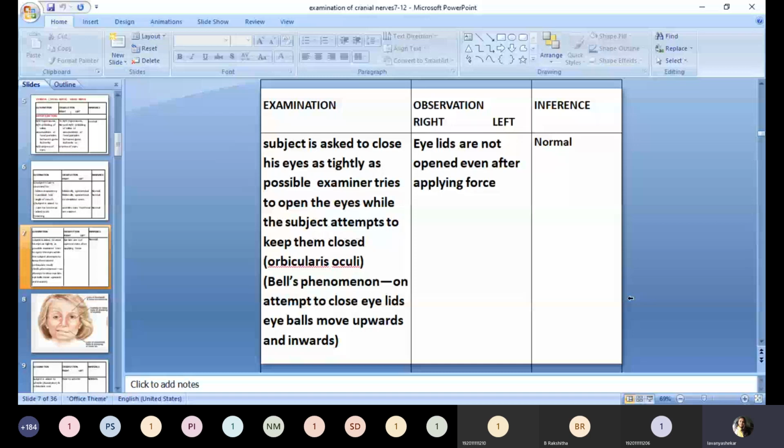So in the picture, I'll be showing it. This is how you are going to check for the orbicularis oculi muscle. In the observation, the eyelids are not open even after applying force. Here the examiner fails to open the eyelids of the patient, as in a normal individual, so the inference will be normal.